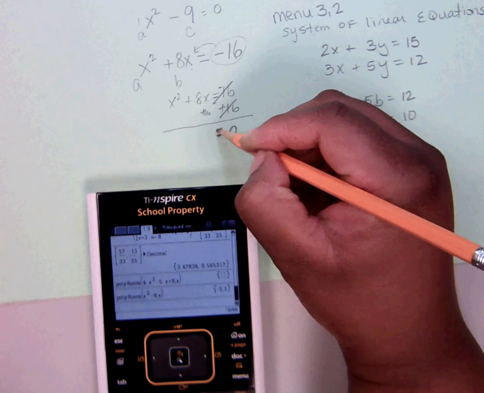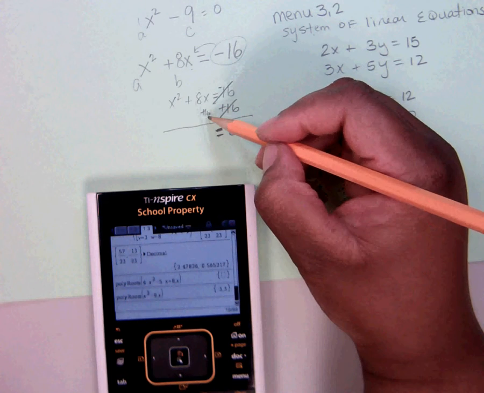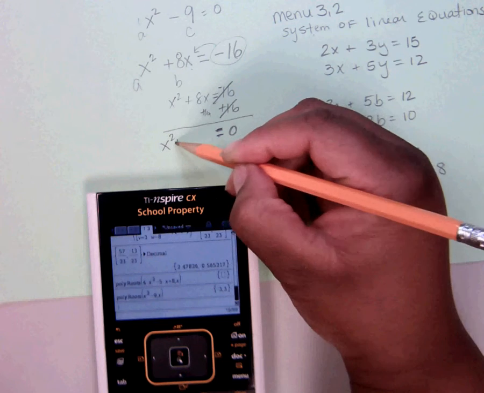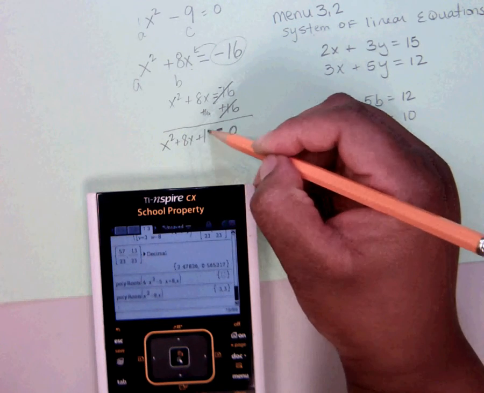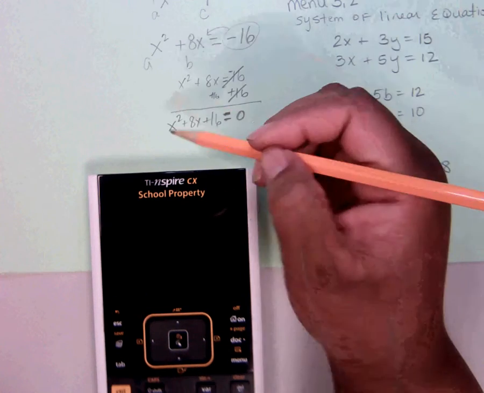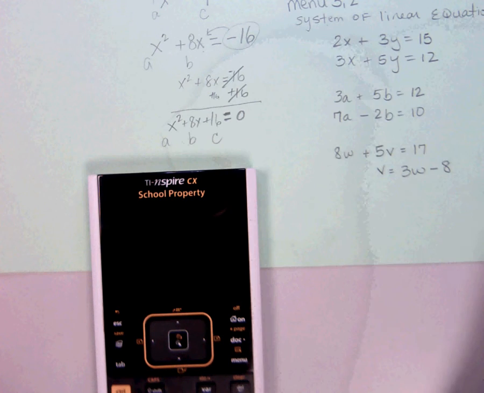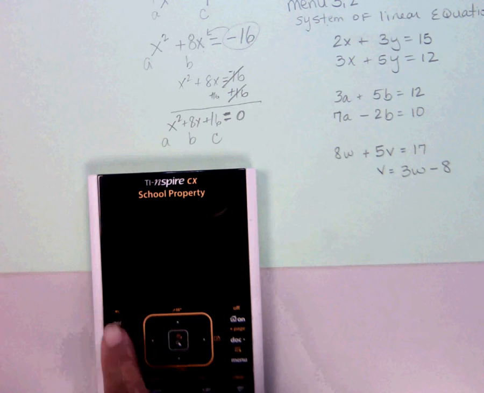But be very careful. Don't add that together. They stay separate. He has an x, he doesn't. So it's x squared plus 8x plus 16. So this is my A, this is my B, and this is my C. A is 1, B is 8, C is 16.